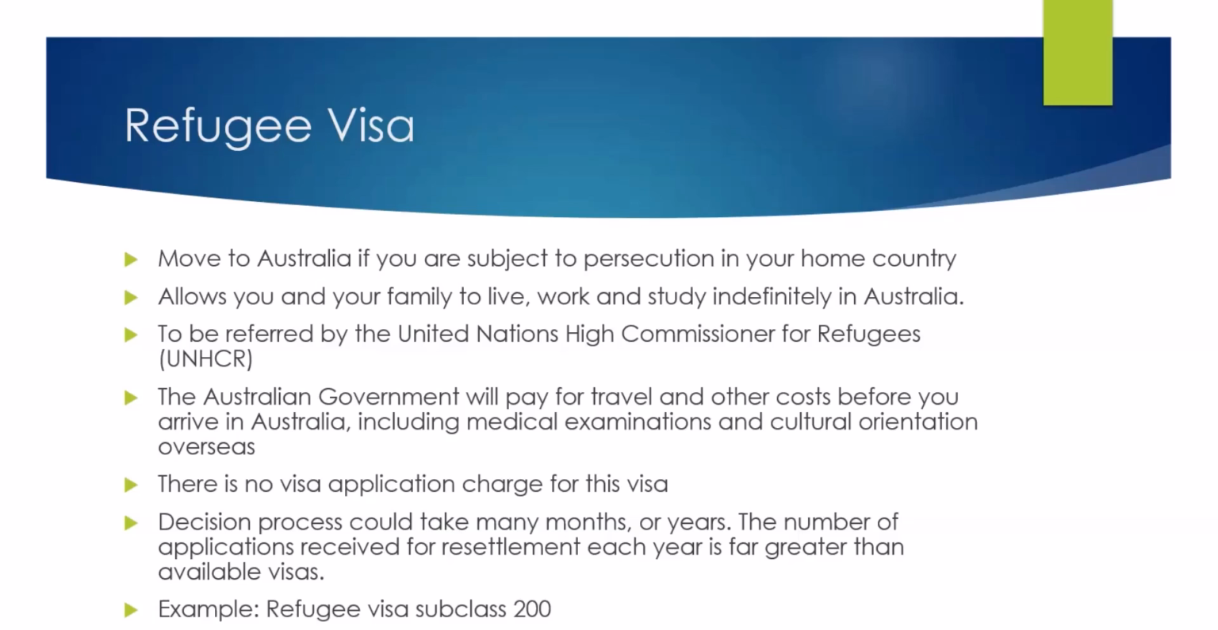So this is another sort of visa which requires a special permission and it is granted under special circumstances only. And there can be a lot of waiting time to get this sort of visa. So in case someone is thinking of this sort of visa, this is definitely not for everyone. One of the examples is refugee visa subclass 200.